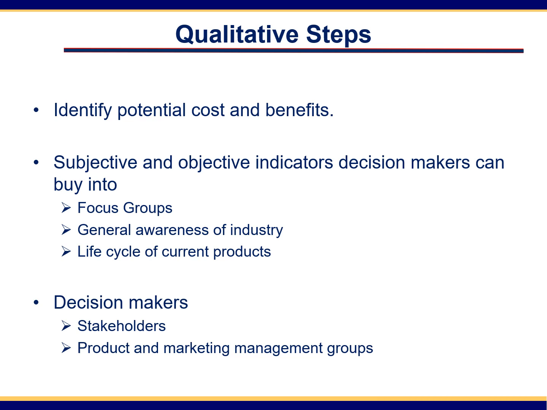In addition to historical data, decision makers can analyze qualitative variables by forming focus groups, following markets and industries, and tracking the life cycles of current projects and products to make assumptions to determine if the project is worth the risk of moving forward with. Decision makers are stakeholders and are often assigned to product and marketing management groups.